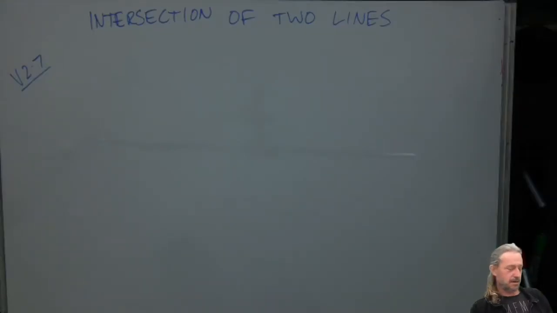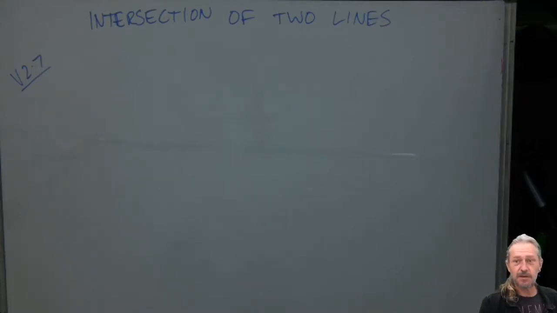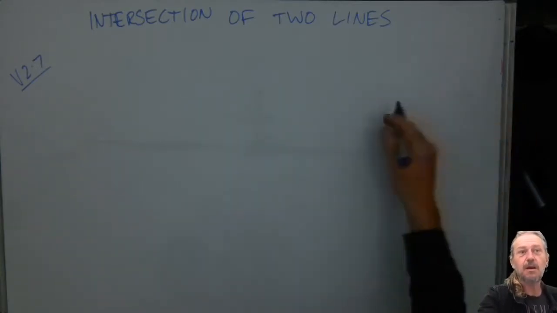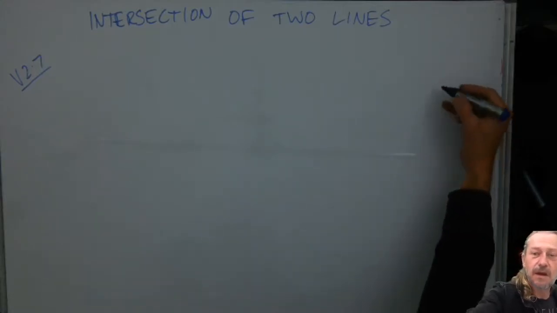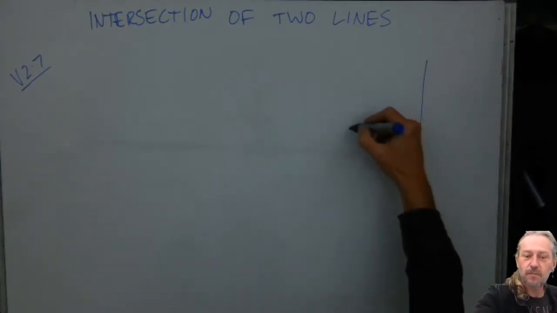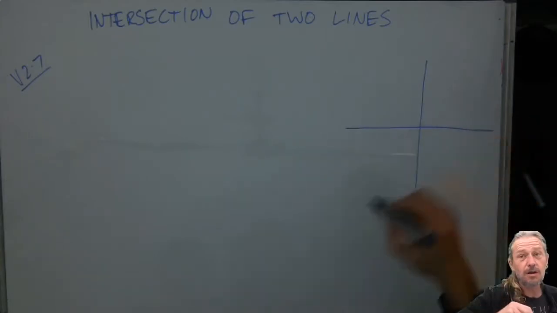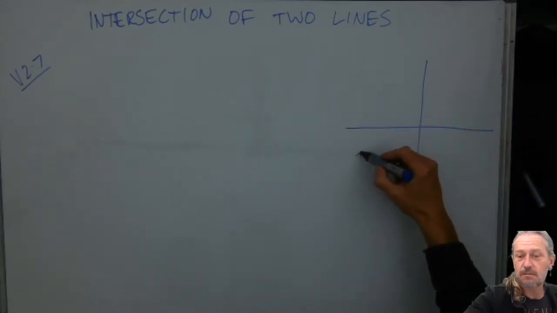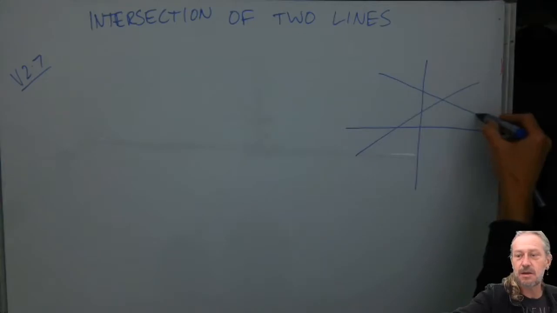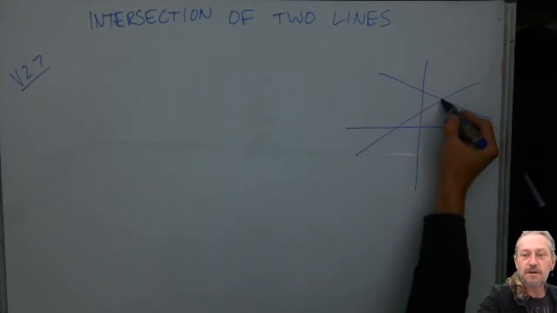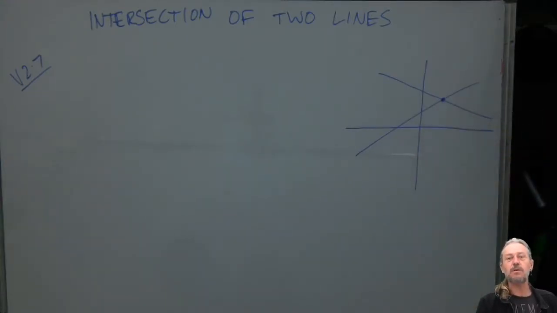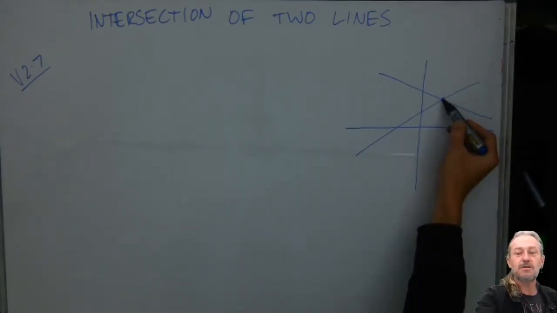Okay, welcome back. This will be the last video in this little section of the textbook. So this is dealing with the intersection of two lines. And what that essentially means is we're going to be given two equations and they will represent two lines in the number plane. So any two random lines. And we essentially are trying to find the coordinates of the point where the two lines cross.